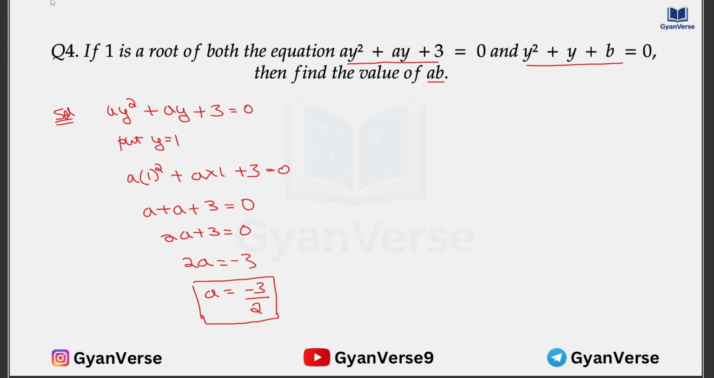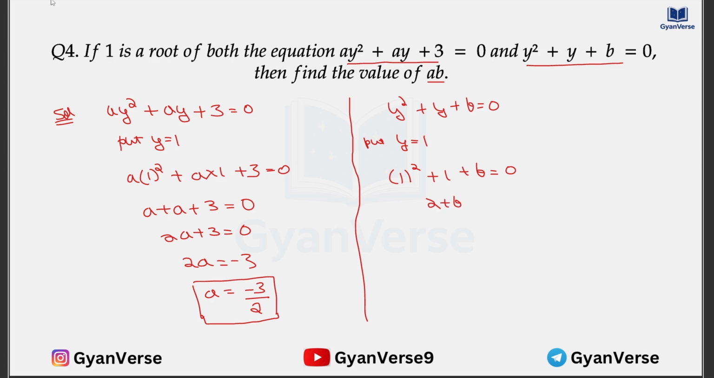Now we will do the same for the second equation, which is y square plus y plus b equals to 0. Now we will put y equal to 1. So 1 square plus 1 plus b equals to 0, it will become 2 plus b equals to 0. So the value of b will be minus 2. We have to find the value of a into b. So a into b will be equal to minus 3 upon 2, which is the value of a, and into minus 2, which is the value of b.